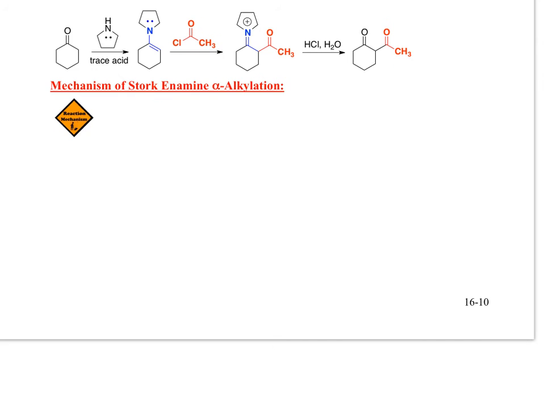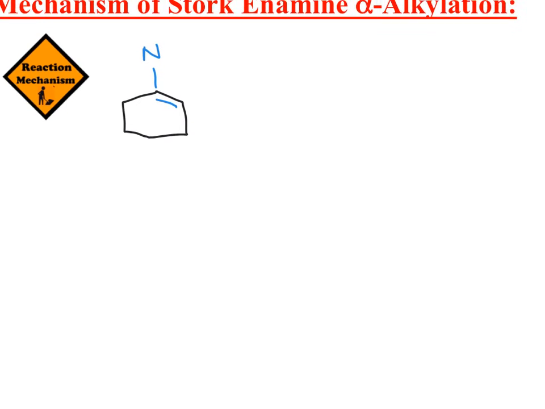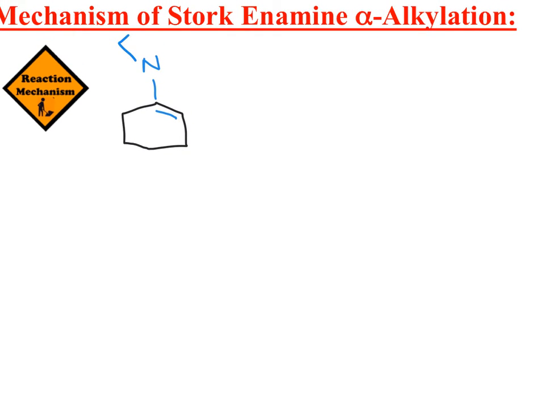So how does this reaction work? Well, the first thing that happens is you form the enamine, which we are not going to show. We're going to start with the enamine and look at its reactivity. So here's our enamine. Got the lone pairs there, and we'll draw in our electrophile.